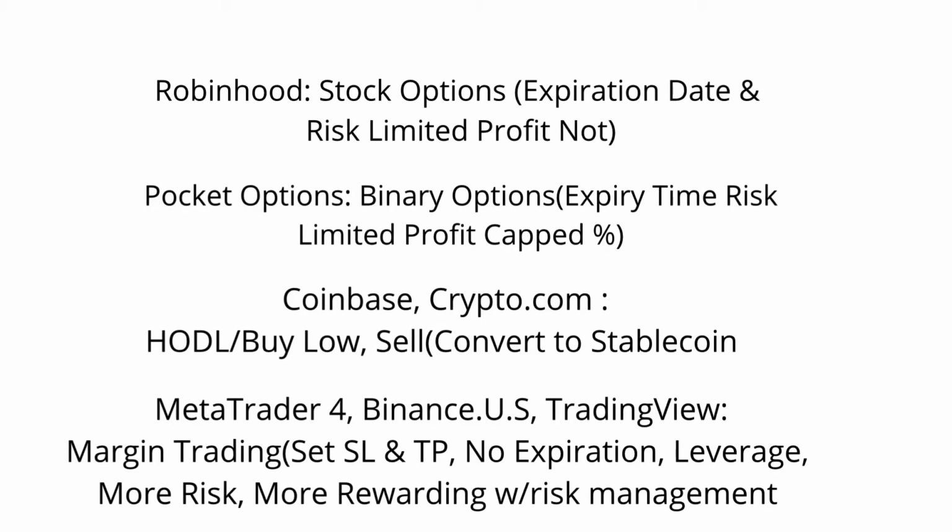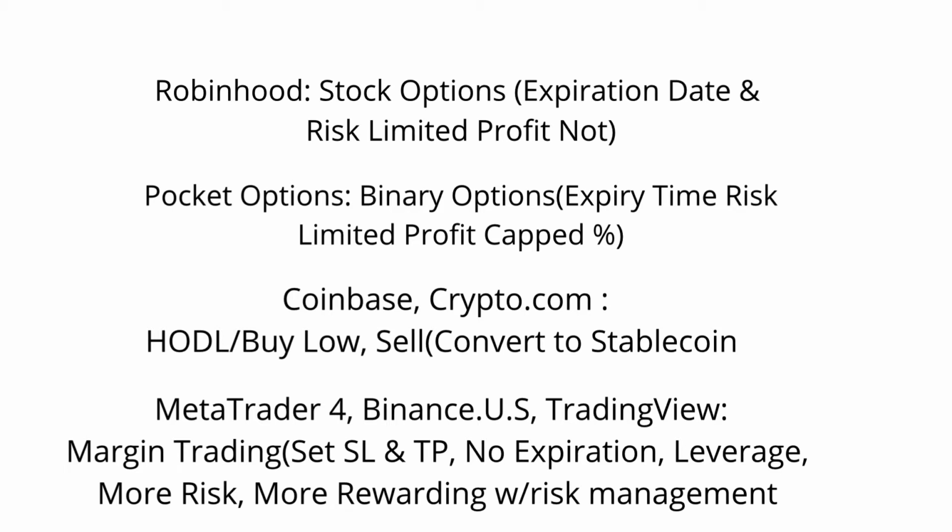When it comes to trading, it can be a broad term because you have different types of trading and different platforms you can trade on. So for example, you have Robinhood, where you can trade stock options. Stock options usually have an expiration date, and the risk is limited to however much you put on the trade, and the profit is usually not capped.